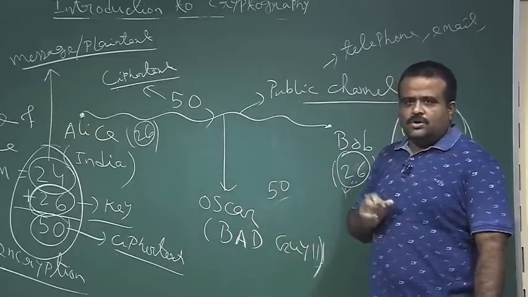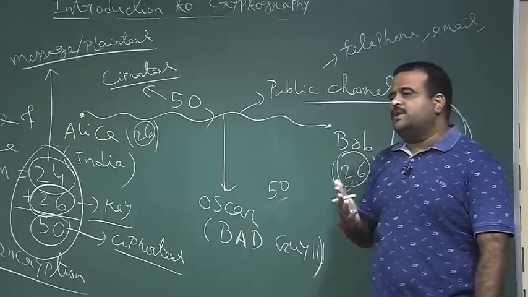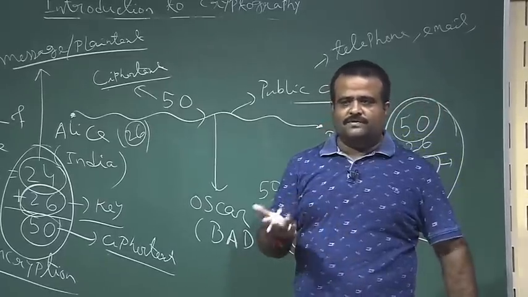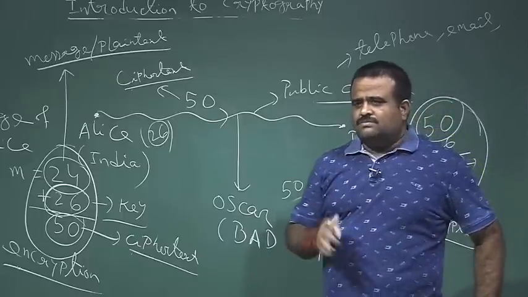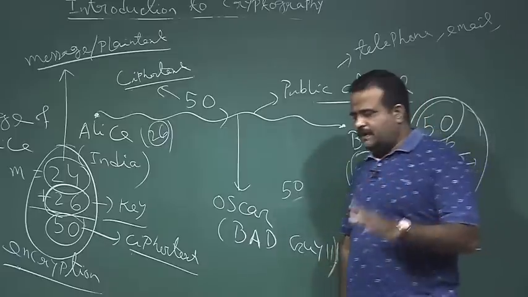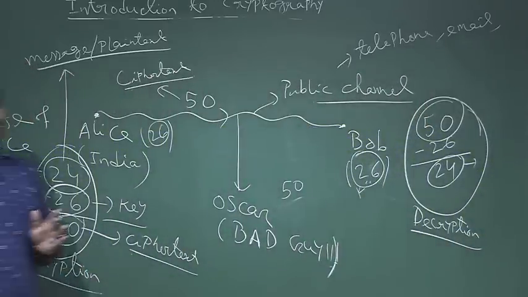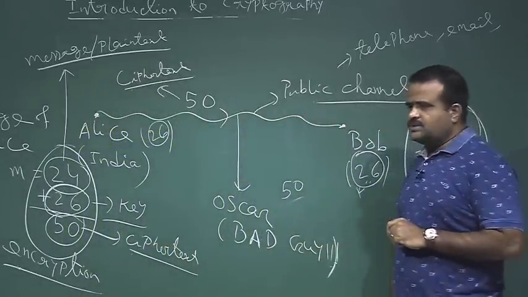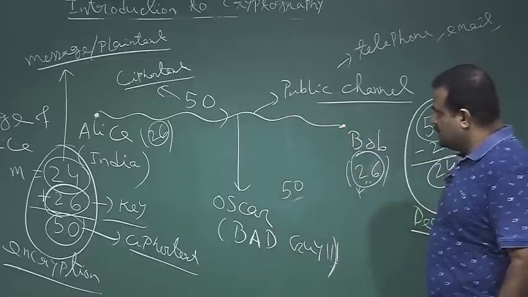So, this encryption algorithm is public. We cannot say that we will not reveal whether we have added or multiplied or divided. That encryption algorithm, we make it public. It is public that we have added something, but how much we have added, that information is not public. That key is the secret key which is shared between Alice and Bob, and here it is 26.